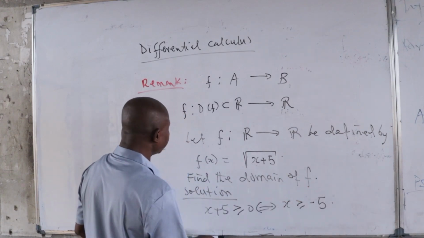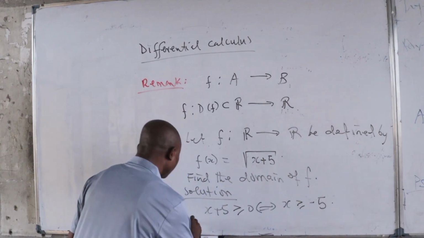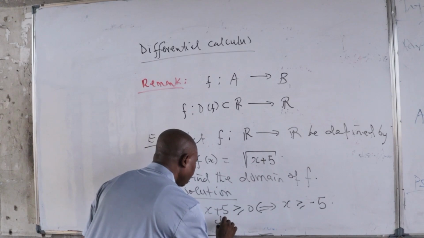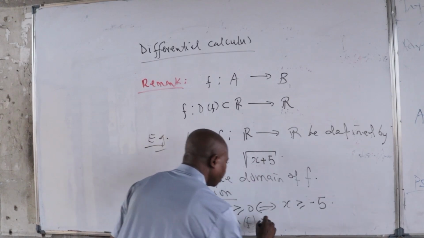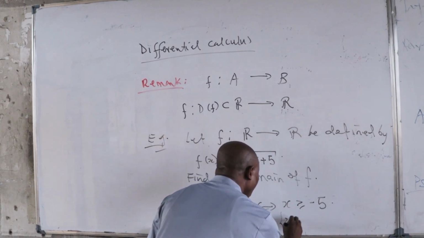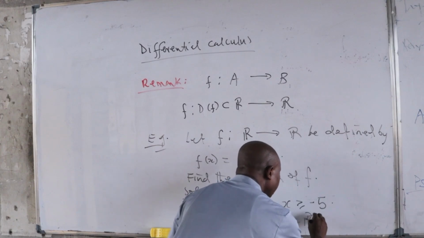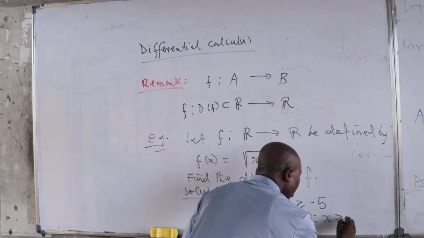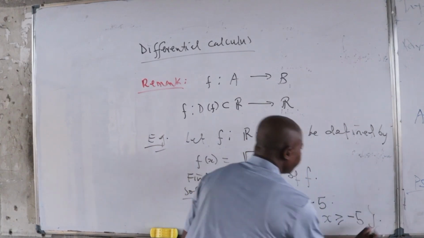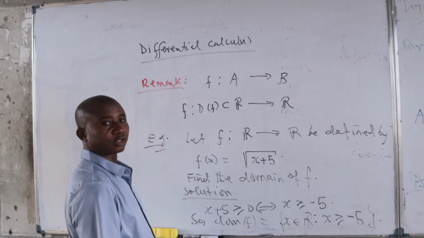Hence, the domain of this function, so the domain of f, is nothing but the set of all real numbers such that that real number is bigger than or equal to minus 5. So this is the domain of this particular function.